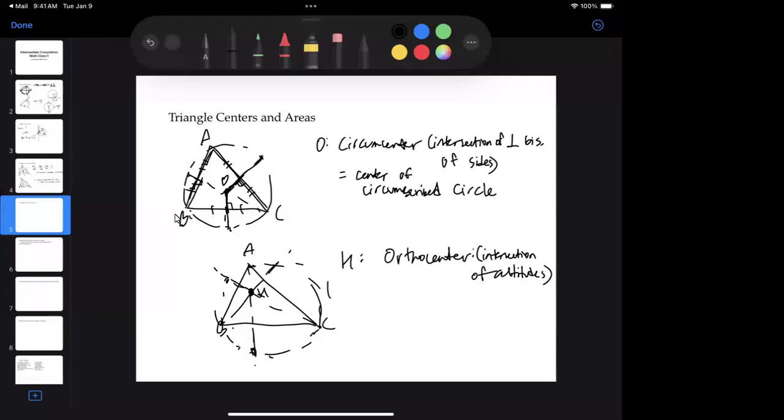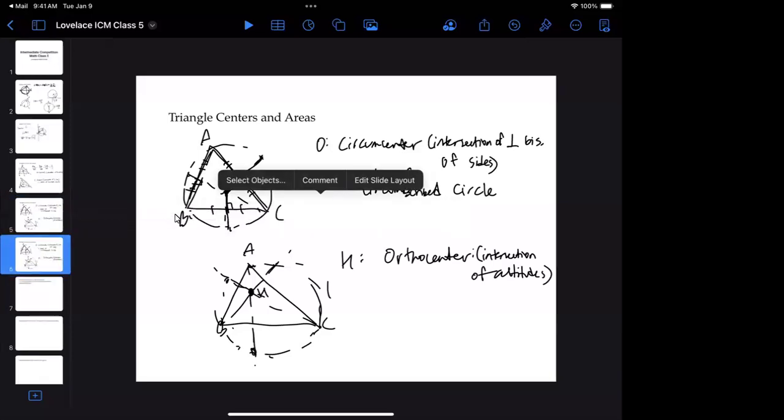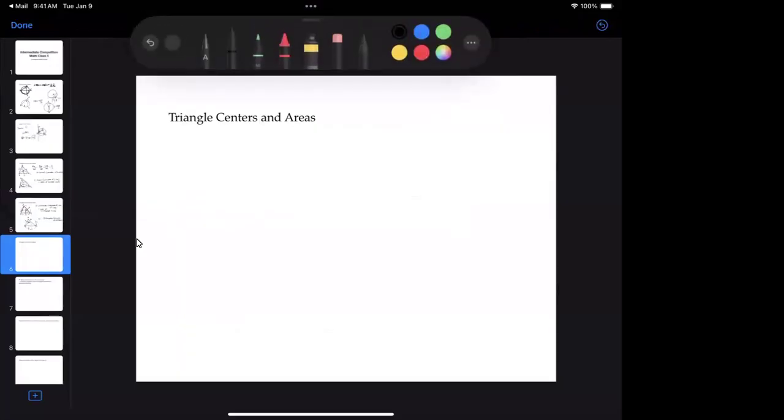Okay, so let's do an exercise for those. I actually know these exercises are all proofs, so we won't do those. Okay, I'm going to go over some things about areas.